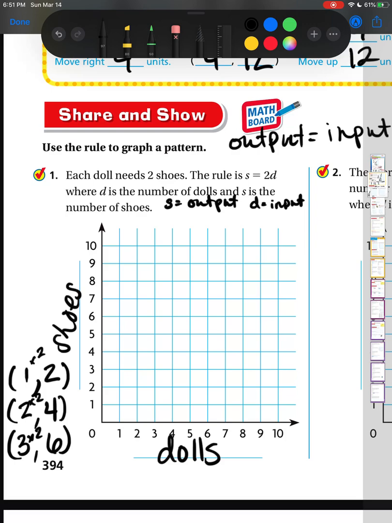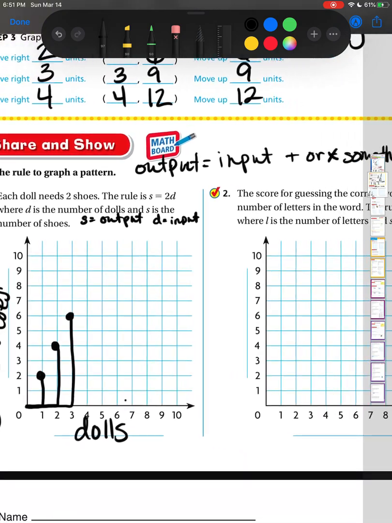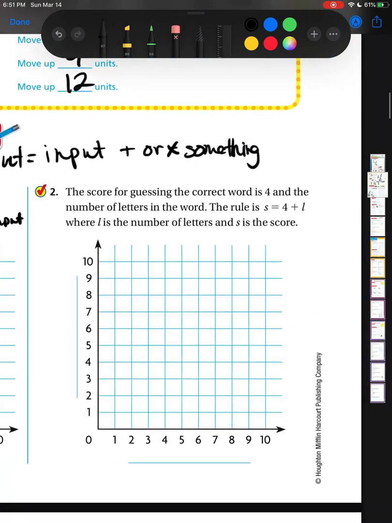So let's graph them. Our first one is 1, 2. So we go over 1, up 2. Right there. Our next one is 2, 4. So we go over 2, up 4. And then our last one would be 3, 6. So we go over 3, up 6. So that means 1 doll has 2 shoes. 2 dolls has 4 shoes. And 3 dolls would have 6 shoes all together. And you could keep going if you wanted to, but we're going to only do 3 number pairs. That's enough in order for us to get the idea.